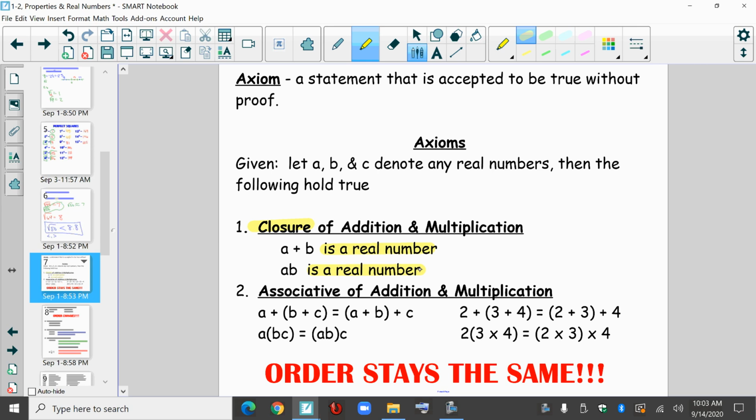Associative property of addition and multiplication. Associative is when the order stays the same. (A + B) + C equals A + (B + C). The only thing that moved on these were the parentheses. The parentheses moved from being around the A plus B in the first one to around the B plus C. Okay? So this means the order stays the same. Associative means the order stays the same. Super important.